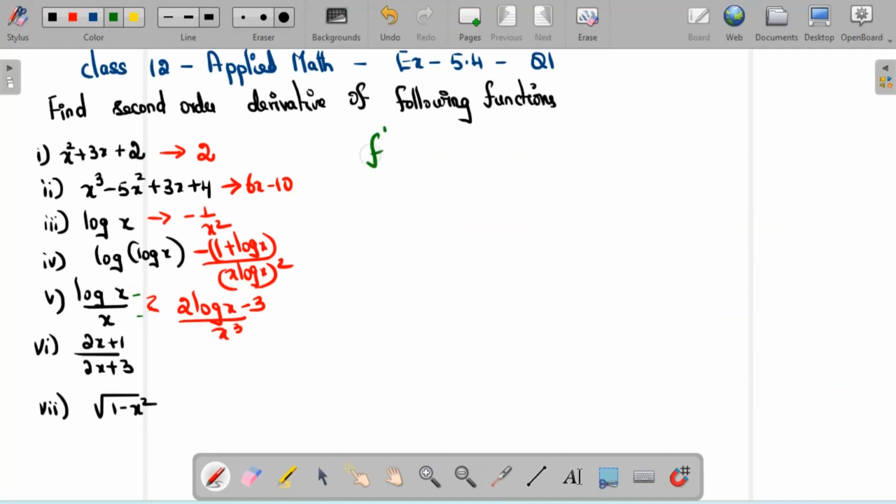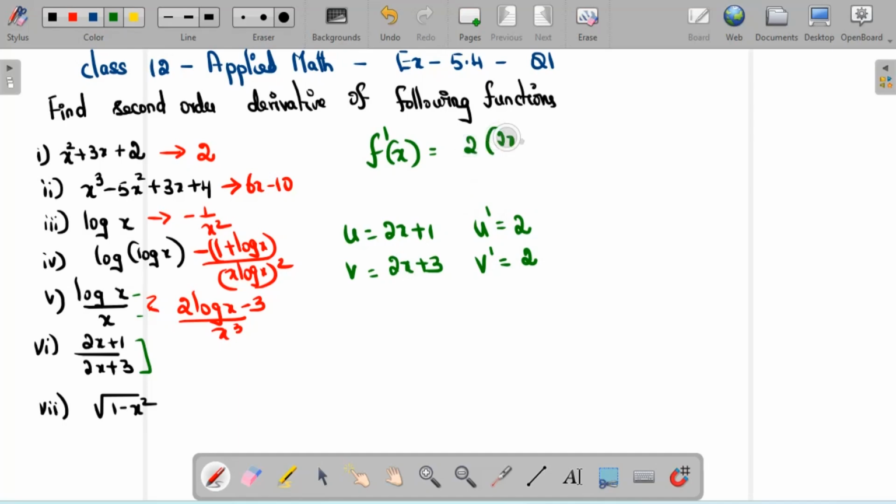Let's first compute the f dash of x. For f dash of x itself, we have to use the u by v method. So u is equal to 2x plus 1, so u dash is going to be equal to 2. V is equal to 2x plus 3, which means v dash is again 2. Now let's apply in the formula: v u dash, so this is going to be 2 into 2x plus 3, minus u v dash, so this is 2 into 2x plus 1, the whole thing divided by 2x plus 3 the whole squared.